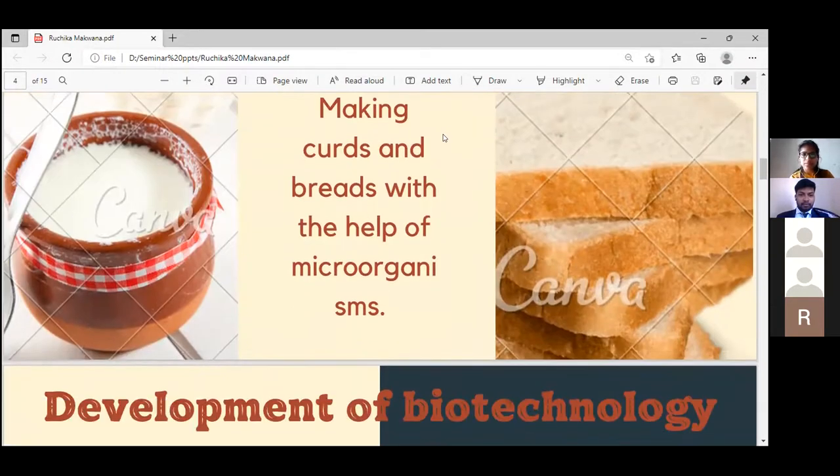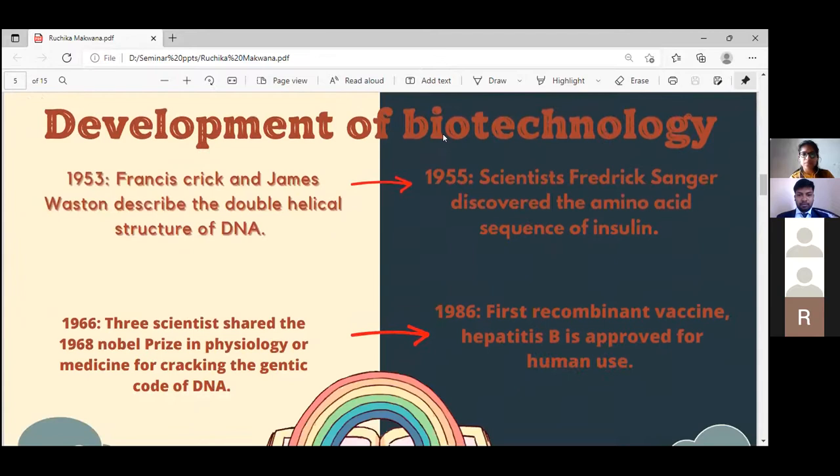Then we will see the development of biotechnology, from 1953 to 2010. The discovery in 1953 of the double helix, the twisted ladder structure of DNA, deoxyribonucleic acid, by James Watson and Francis Crick, marked a milestone in the history of science and gave rise to molecular biology.